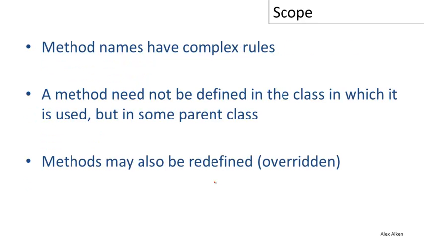Finally, method names have quite complex rules. For example, a method doesn't have to be defined in the class in which it is used. It could just be defined in some parent class. Also, methods can be redefined. It's possible to do what's called overriding of a method and give a method a new definition, even though it has been defined before. We don't actually have the language yet to talk about these rules with any precision, but we'll be going into this in future videos.